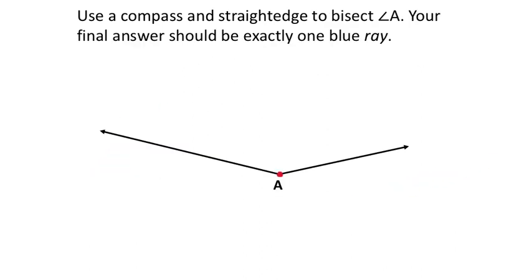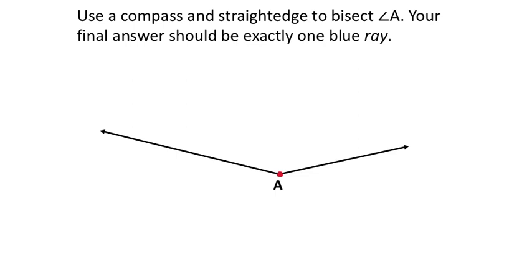This one, we're going to use a compass and straight edge to bisect angle A. So this is angle A for us. Your final answer should be exactly one blue ray. So when we finish this, we're going to make this one blue ray. When it says to bisect up here, it means we're going to cut it in half.